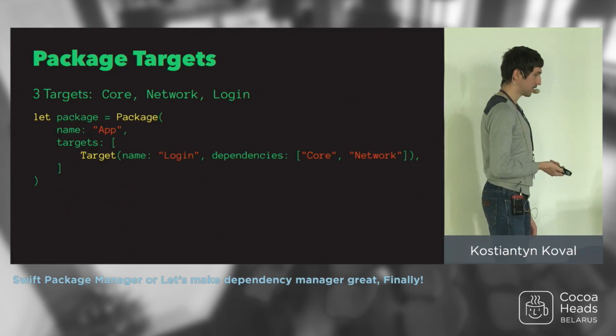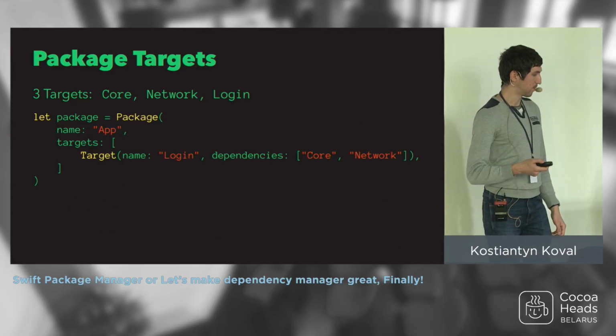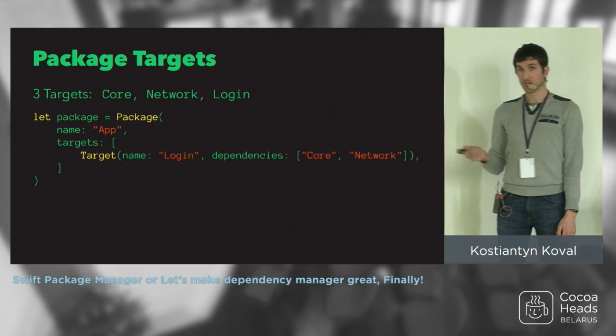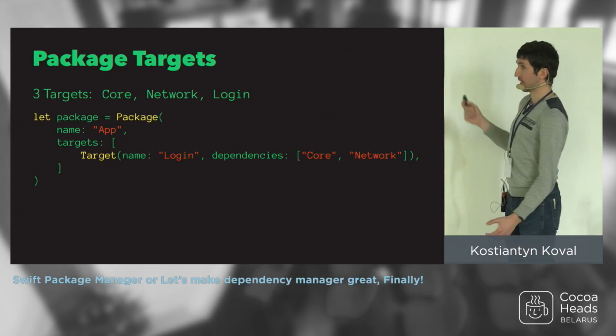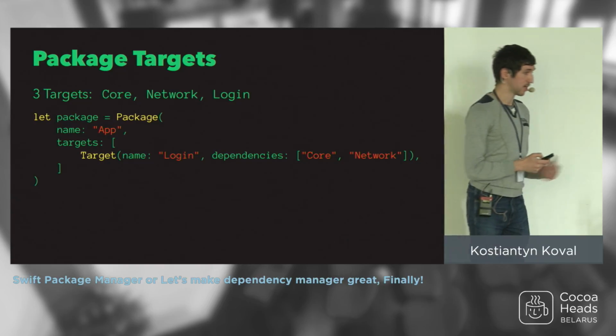We can do it with targets. We can say we have a target login that depends on core and network. And now Swift Package Manager will build all of those and link them together. So the linker knows how to do this stuff.